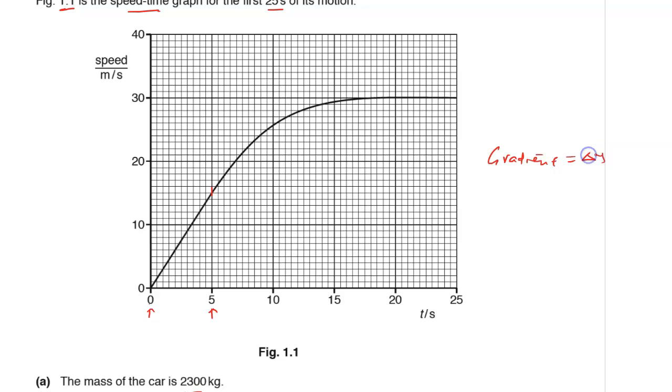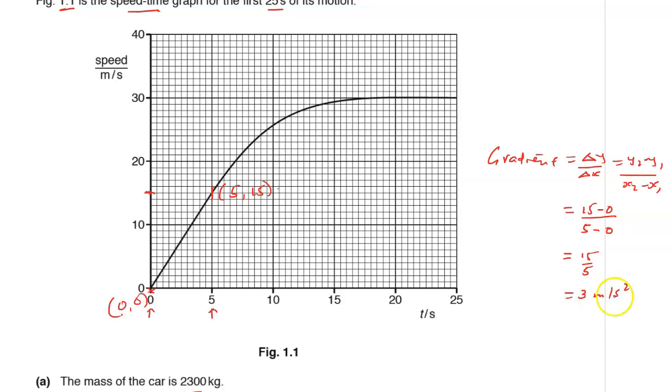Gradient is equal to change in y over change in x. Change in y is y2 minus y1 over x2 minus x1. Of course, the coordinates of this point here is 0, 0. The coordinates of this point here is 5, and the y coordinate is right here, so 15. Okay, so the gradient is y2, which is 15, minus y1, which is 0, divided by x2, which is 5, minus x1, which is 0. So basically, it's 15 divided by 5, which gives us 3.